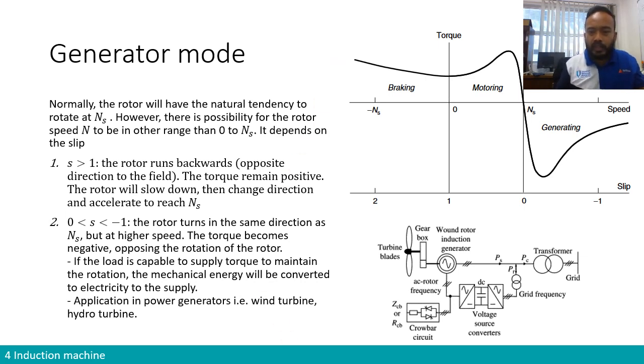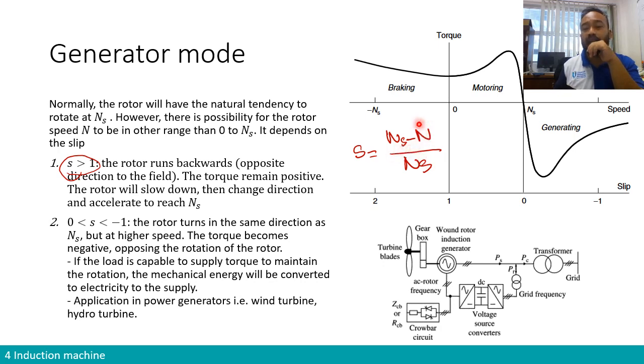We remember the equation for slip is s equals synchronous speed minus the rotor speed, divided by ns, right? So the first case is when s is larger than 1. How could we have s larger than 1? We know that synchronous speed is fixed due to the frequency, so it cannot be much larger. We know that n is between 0 and synchronous speed. If we want s larger than 1, it means n needs to be negative, right?